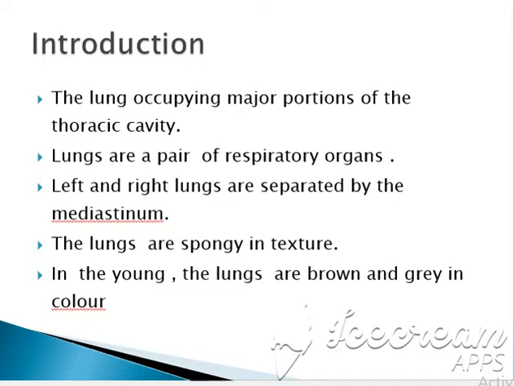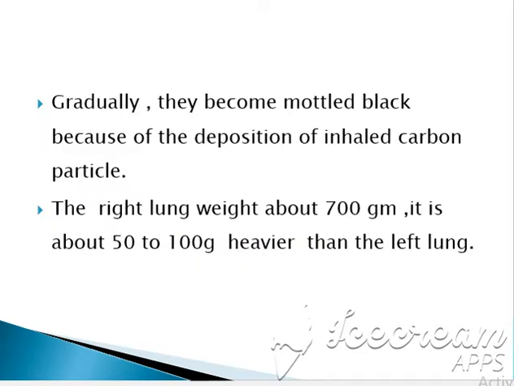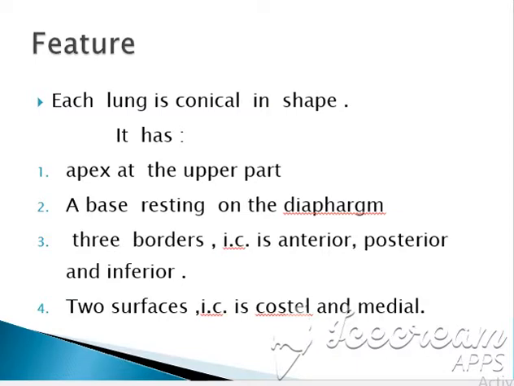The lungs are a pair of respiratory organs. Left and right lungs are separated by the mediastinum. And lungs are spongy in texture. In young people, the lungs are brown and gray in color. And the right lung weighs about 700 grams and it is about 50 to 100 grams heavier than the left lung. Then come to the features.